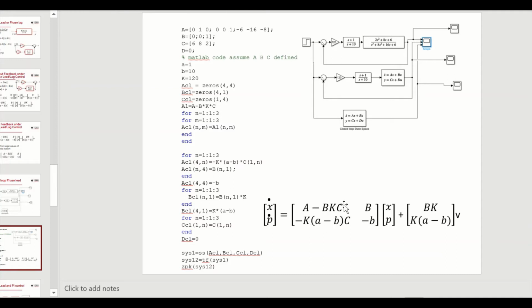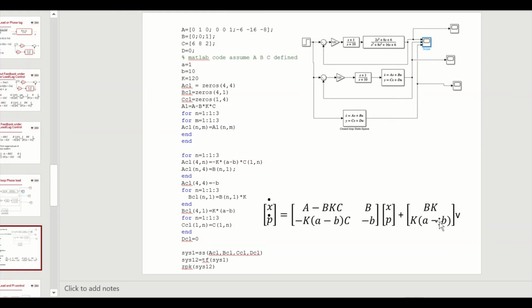Then we know that an4, that's the fourth column now, is the same as b. So we put 1, 2, 3 values of b in there. And then we know that a44, that's this element here, is just minus b. So that's filled in this for us.